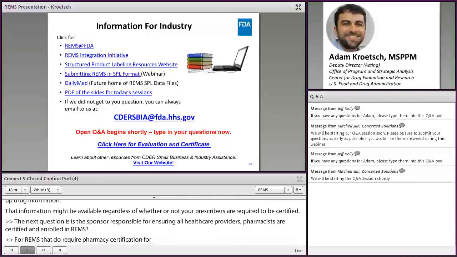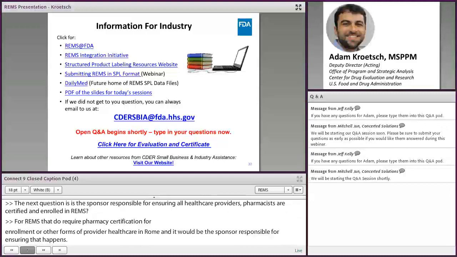The next question, is there a target date for the finalization of the guidance for REMS and SPL format? Unfortunately, it's hard to put a precise date on finalization of the guidance, but we are actively working on it.